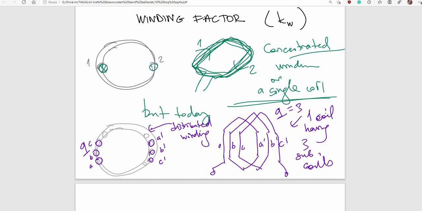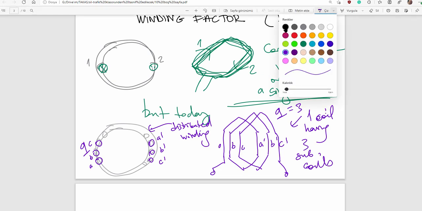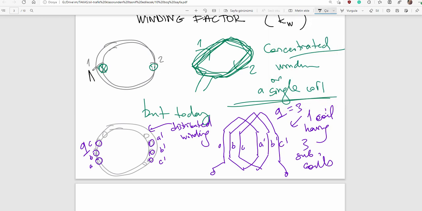What is the difference between those two types of coils or construction? Okay, let me show you. Here is, let's say, N turns totally. So one subcoil carries N over 3 turns, since here are three subcoils.